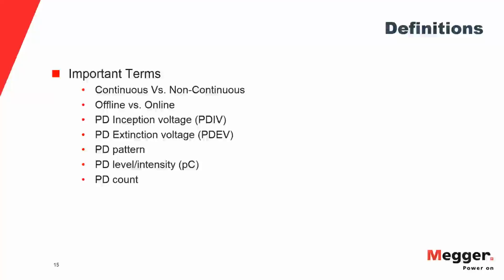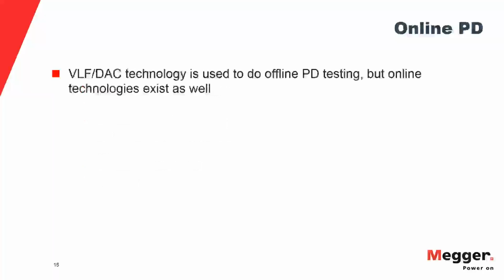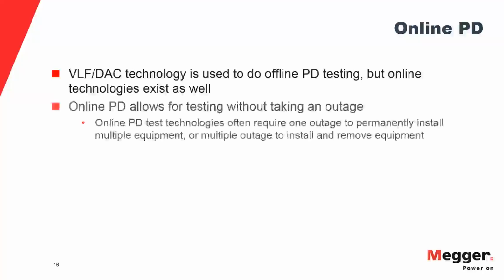Offline versus online. Offline testing requires a separate power source, and it usually requires you take a planned outage. Online testing, you may need an outage to install some equipment, but once the equipment's in there, you can measure PD periodically. And we'll talk about that in a minute as well.